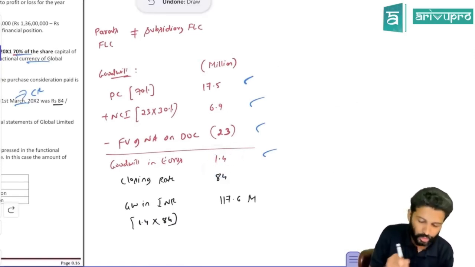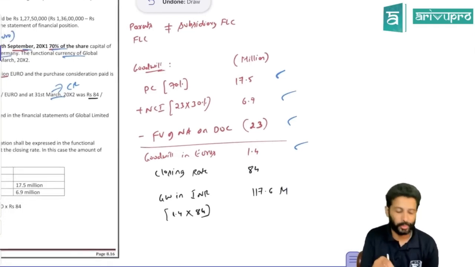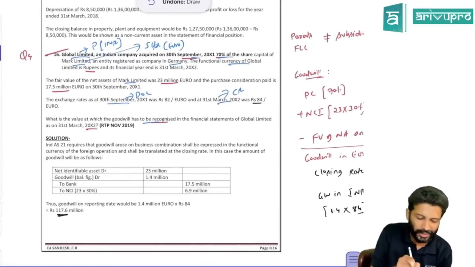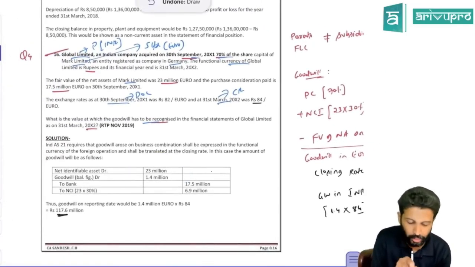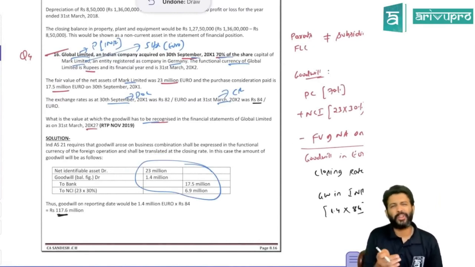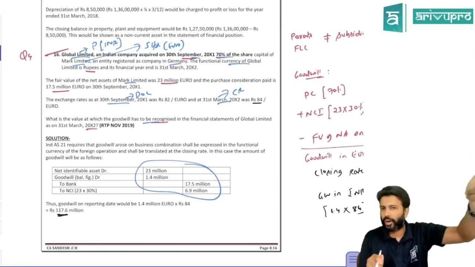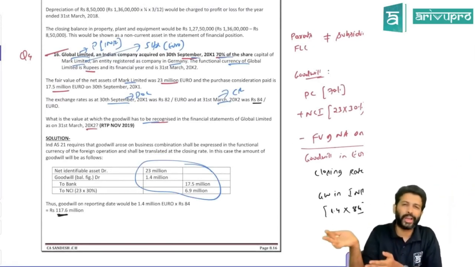So multiply these two, you will get goodwill in Indian rupees. That's what they've asked. Then they'll pass the journal entry for this also. That's what they've done also. On the date of control, you will record net assets, you will record goodwill. You will write here to cash, to NCI.